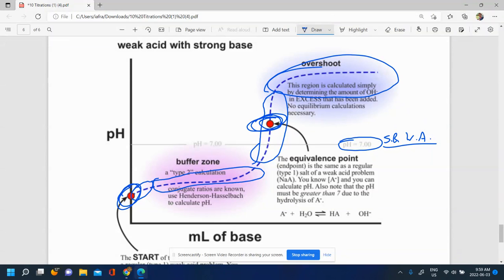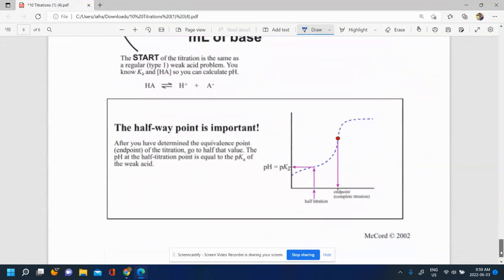So a really cool point, though, that you can take a look at is something called the halfway point to equivalence. So let's say this was, and this shouldn't say endpoint here. This should say equivalence point because we're assuming that we know the exact equivalence point in this titration curve. Remember, the endpoint is the color change. So here we have our equivalence point.